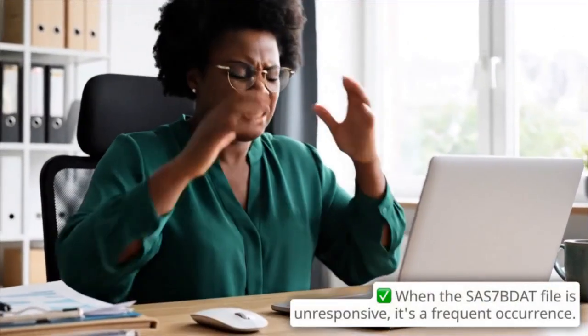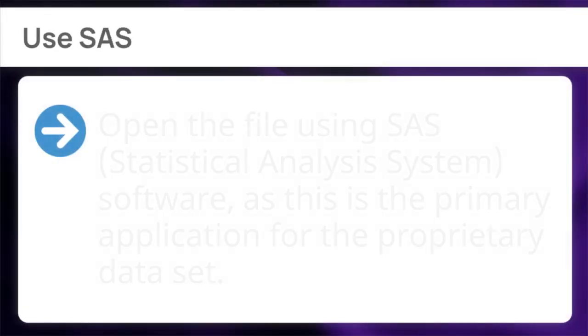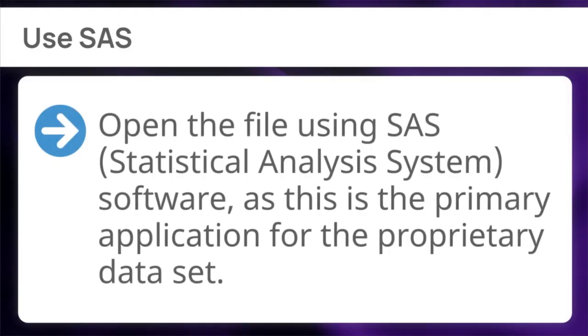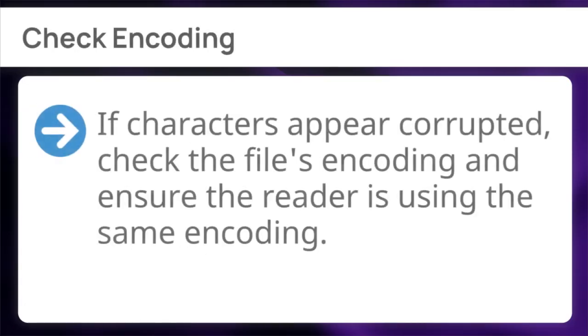That's fine. We pivot. I need you to execute these 3 focused steps to pinpoint the exact SAS7BDAT error. First, use SAS. Open the file using SAS, Statistical Analysis System software, as this is the primary application for the proprietary dataset. Next, use an alternative tool. Use a programming language, e.g. Python with the Pandas library and SAS7BDAT reader, or a compatible statistical package. Finally, check encoding. If characters appear corrupted, check the file's encoding and ensure the reader is using the same encoding.